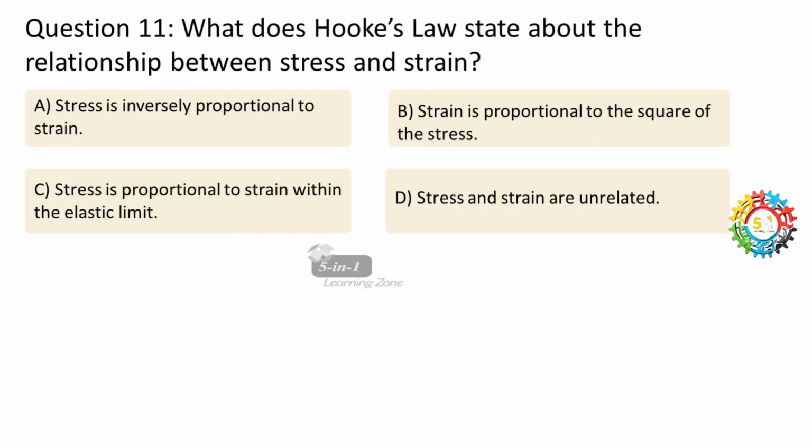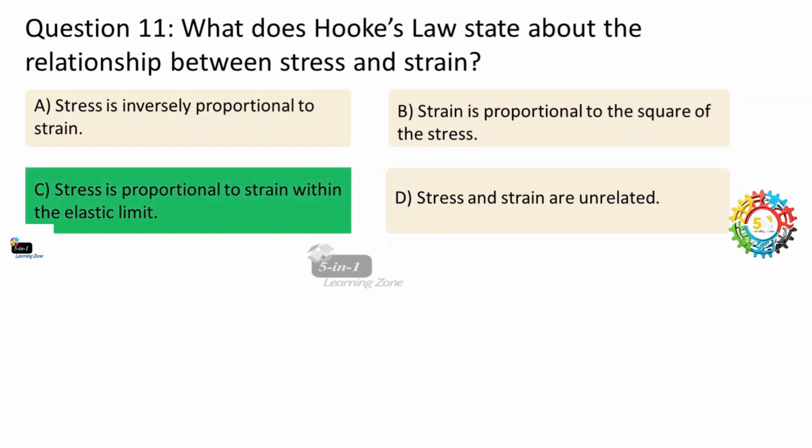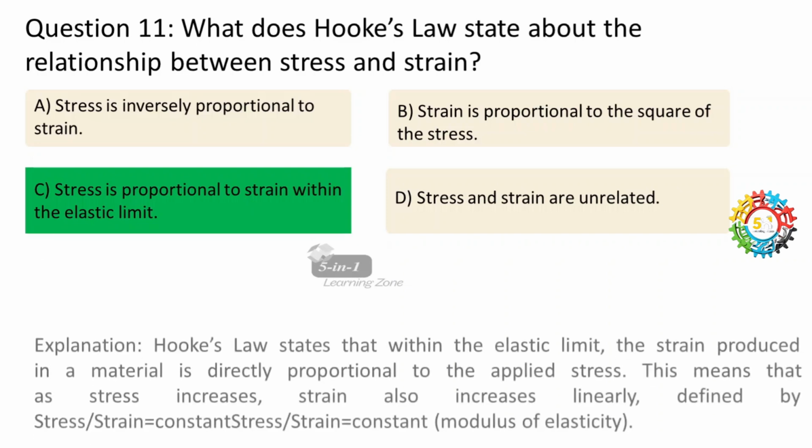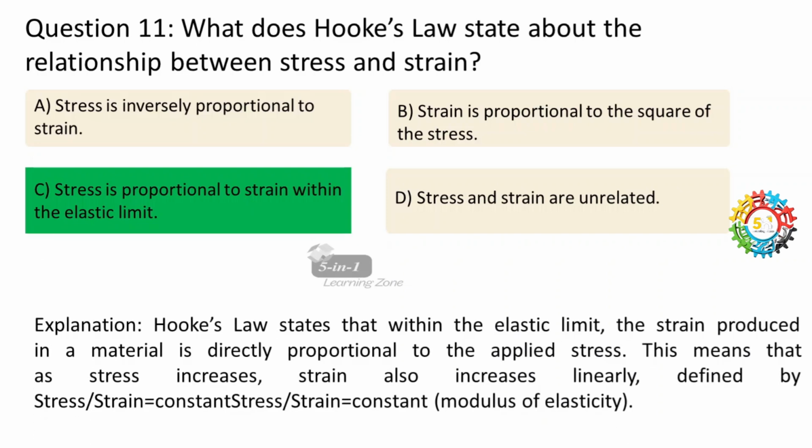11. What does Hooke's law state about the relationship between stress and strain? Answer: C. Stress is proportional to strain within the elastic limit. Explanation: Hooke's law states that within the elastic limit, the strain produced in a material is directly proportional to the applied stress. This means that as stress increases, strain also increases linearly, defined by stress over strain equals a constant, the modulus of elasticity.